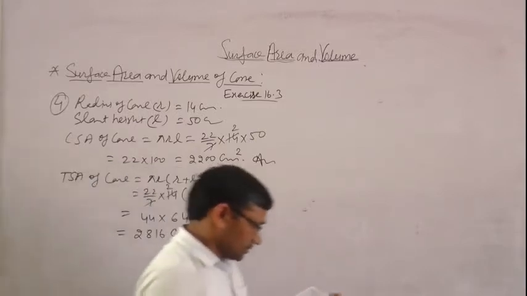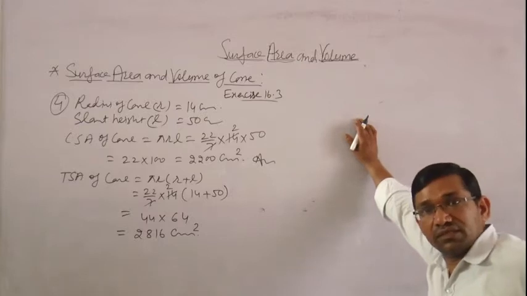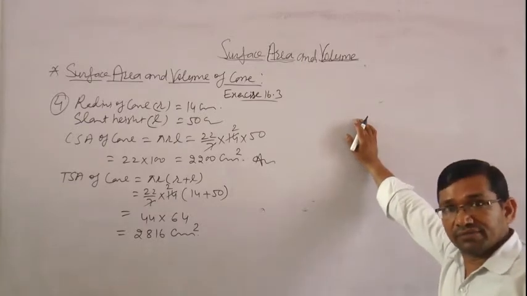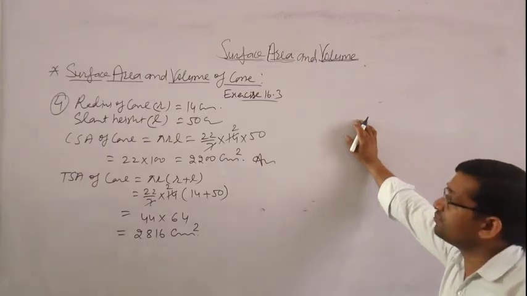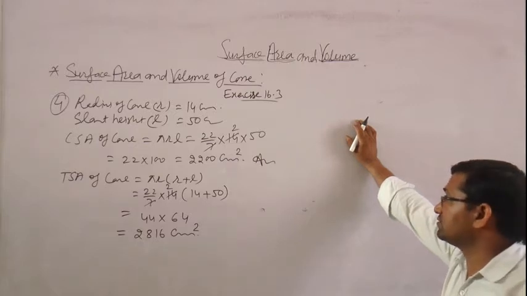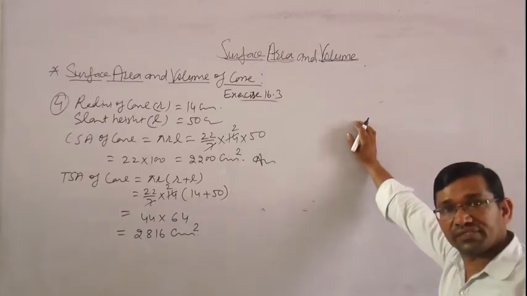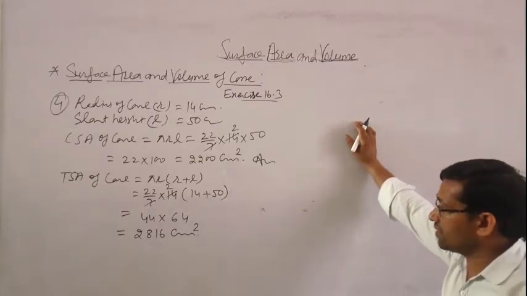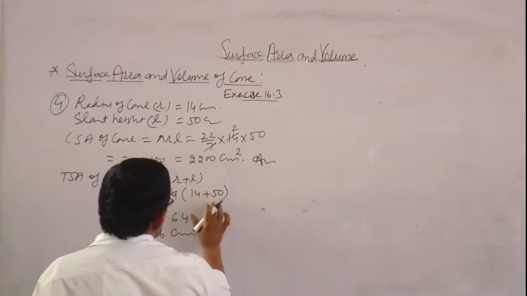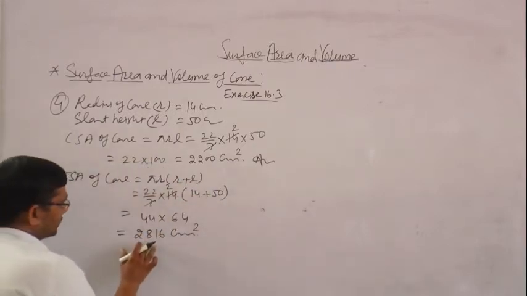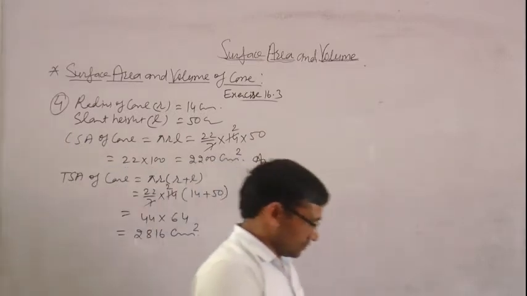2816 centimeter square. In this question, radius of cone and slant height L are given. CSA of cone is pi r L. We put the values and simplification we get 2200 centimeter square. Then TSA of cone, total surface area of cone, is pi r multiply r plus L. In this we put the values of radius and slant height. After simplification we get TSA of cone is 2816 centimeter square.